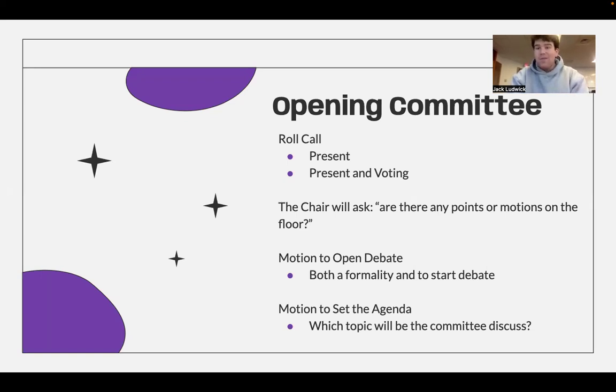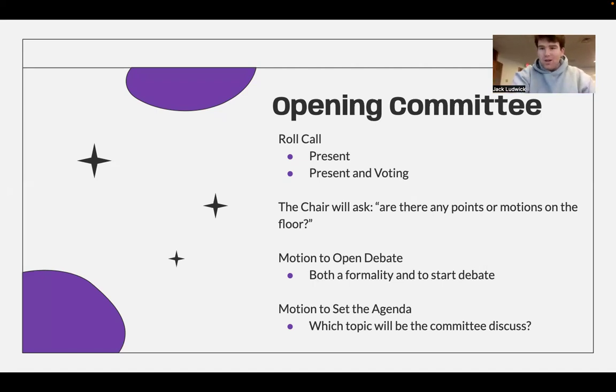Next, and this is the big one that will take place during the entire committee, is the chair will ask, are there any points or motions on the floor? This is how you open debate because there has to be a motion to open debate, which is just a formality. But this will also happen all throughout the conference to help move the committee along.